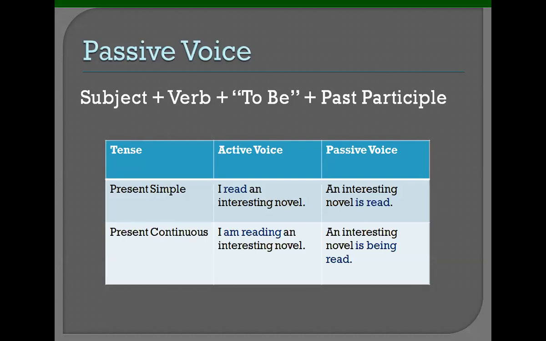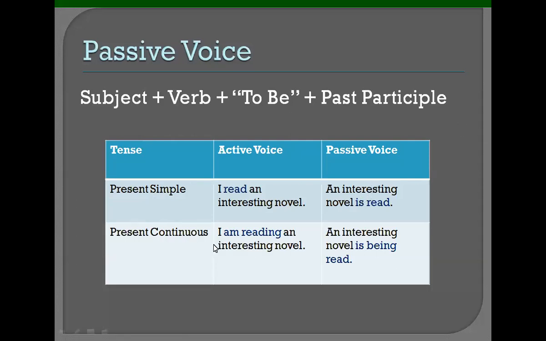Now look at the screen. There is written passive voice: subject, verb to be, and past participle. Okay, so what are the tenses and how are we going to use this tense, active voice and passive voice. Present simple is there. I read an interesting novel. And passive voice is: an interesting novel is read. An interesting novel is read. Now see, the subject is coming first.